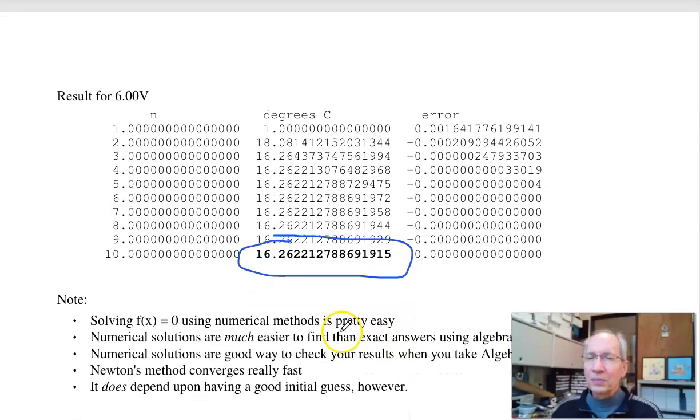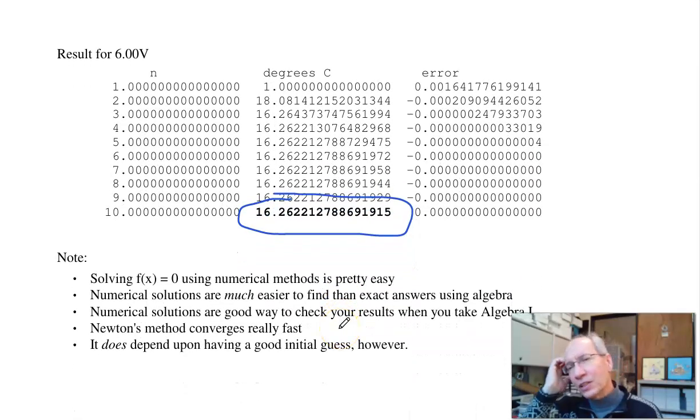So a couple things to note. Solving function equals 0 using numerical methods is actually pretty easy. Numerical solutions are much easier to find than using algebra. When you take Algebra 1, this is a good way to check your answers. Your answer that you calculate should match up with what Matlab calculates.